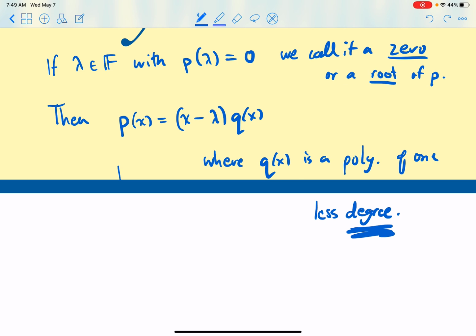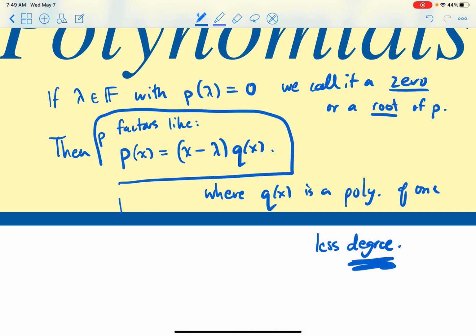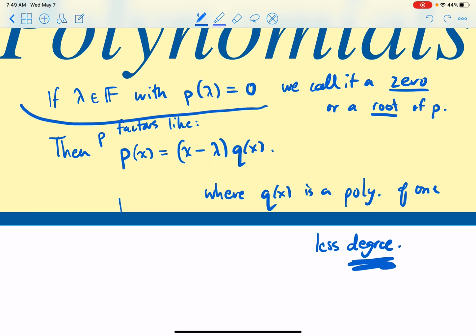And this is if and only if. So actually, if lambda is a 0, then p factors, like we say it factors. Then p factors like this. And in fact, it's if and only if. So the other way is easy. If p factors like this, then definitely plugging in lambda would give us lambda minus lambda, which would be 0. So that way is easy. The other way is that if you have a 0, then it always factors like this.